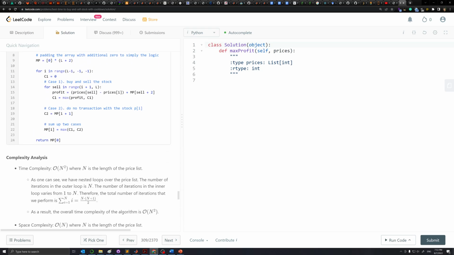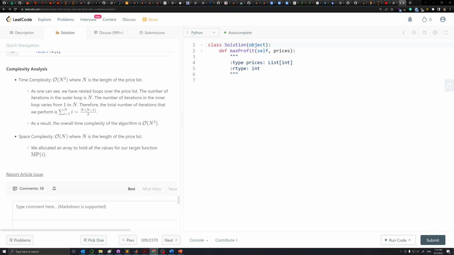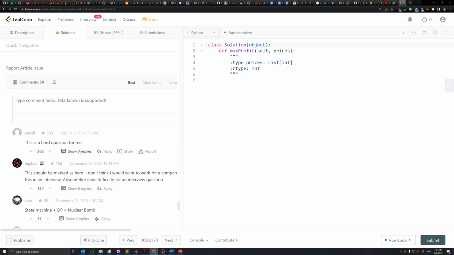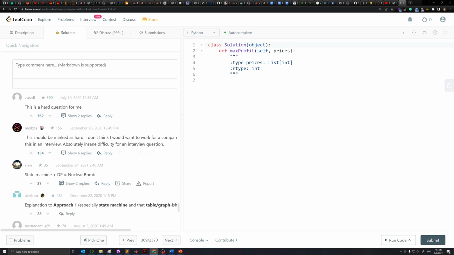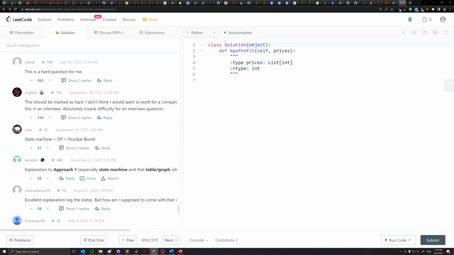But then, of course, you're going to have a time complexity of O(n^2), which sucks, and a space complexity of O(n). So definitely, this is not something to learn, but maybe we can take a look. This is a hard question for me. This should be marked as hard. I don't think I would want to work for a company in an interview. Insanely difficult for interview questions. State machine plus DP equals nuclear bomb. Yeah, I mean, this is definitely not easy.